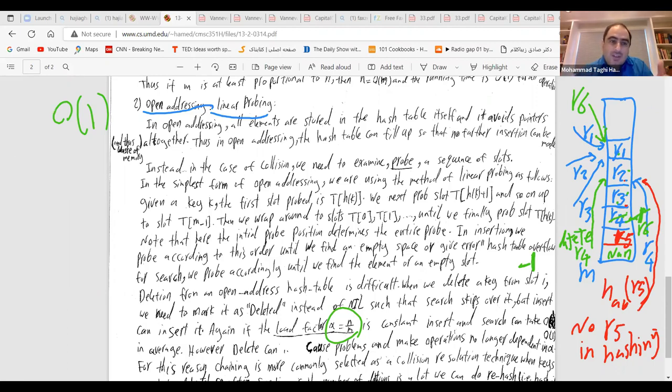So that way, you will make sure that there are not too many minus ones, because the minus ones make this inefficient. These elements are not really in the array, but still we need to go through them to see whether the next guy is there or not.